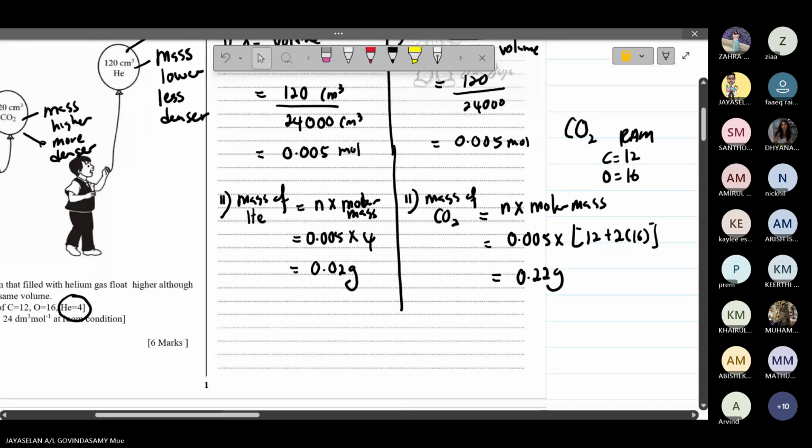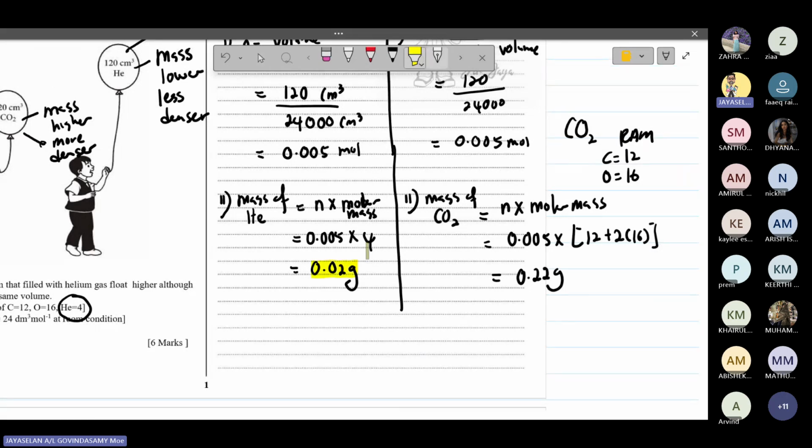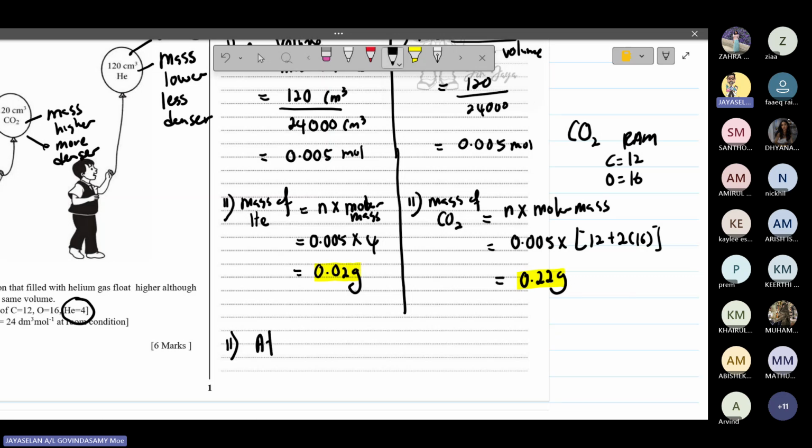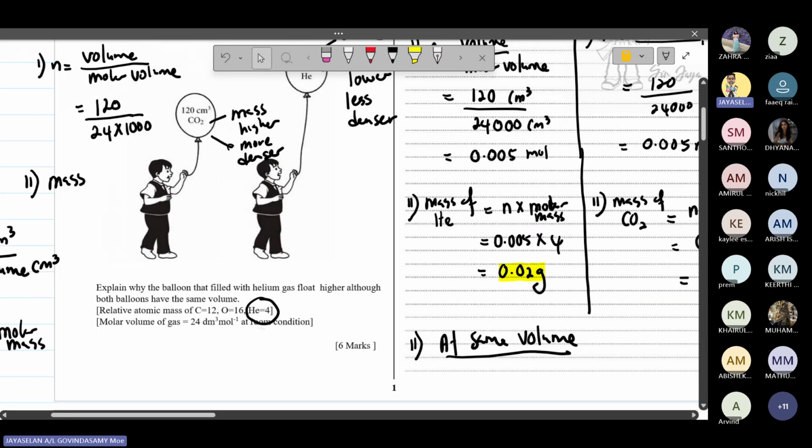Any question? So sekarang kamu bandingkan. So this one the mass of helium. Yang mana kenapa helium terbang lebih jauh, terapung lebih jauh. So you kena letak, mesti tulis macam ni. Okay, at same volume. Kalau ini tak ada markah, 1 mark gone.